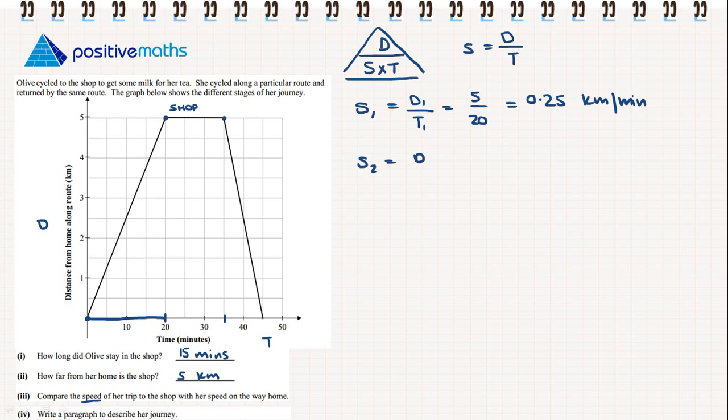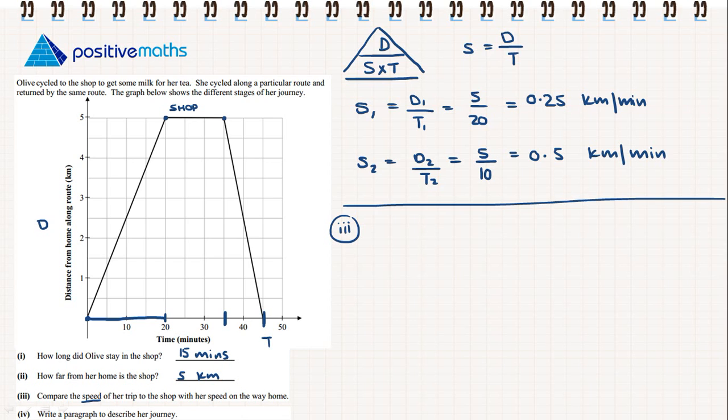Speed 2 then is going to be the second distance home over the time it took her to get home. So we know that the distance is the same. But now it took from 35 minutes when she left the shop to 45 minutes. So that's 10 minutes to get home. So it took 0.5 kilometers per minute.